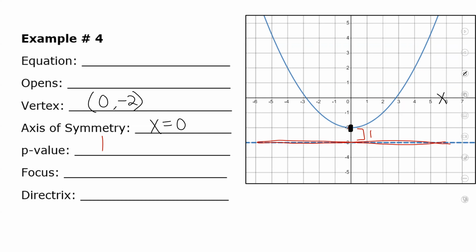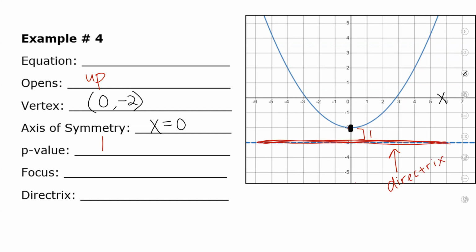Which direction is it opening? Up. So I'll go ahead and write the word up. And they gave us the directrix. This is the directrix right here. I'm going to go ahead and label it. This is the directrix. It's a line outside of the parabola.